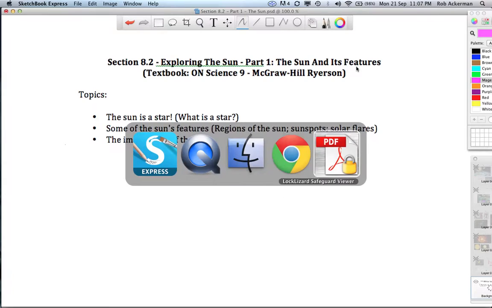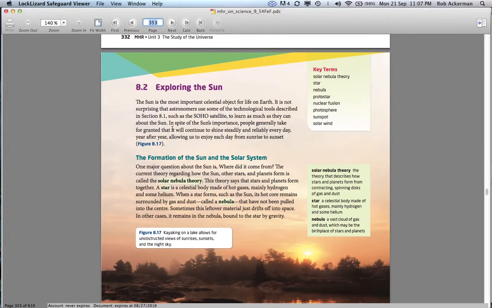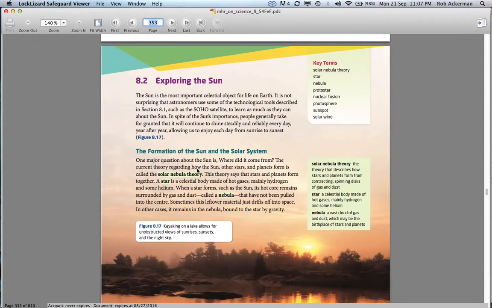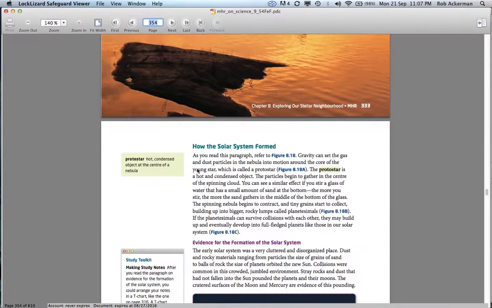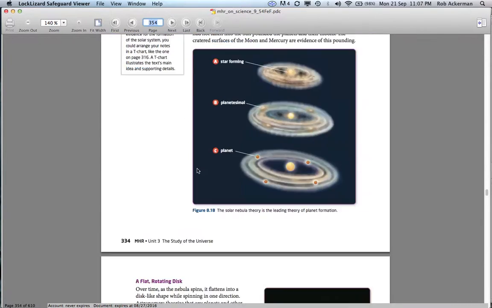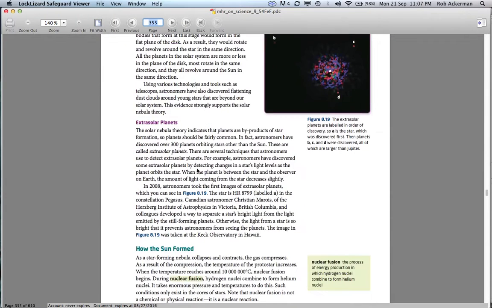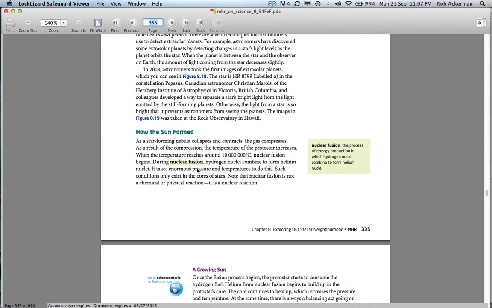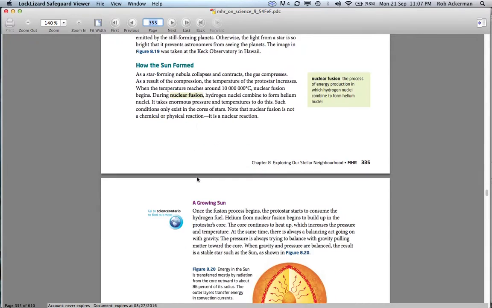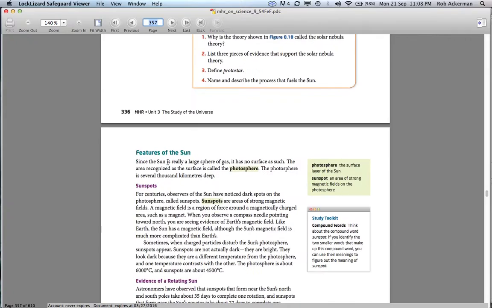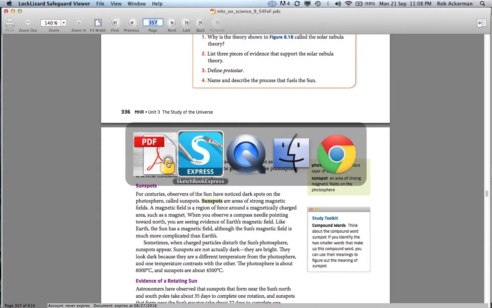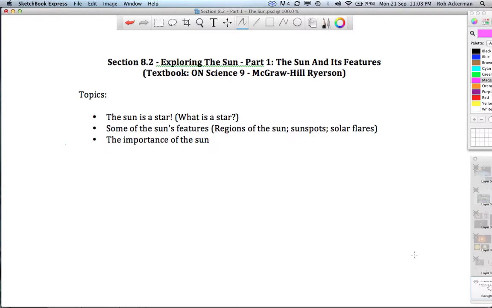So just so you know what everything looks like, Section 8.2 here. The first part, which talks about the formation of the sun and the solar system, we're going to skip for now. Like I said, that'll be in another video. Where we're going to pick up the topic is in and around here, and then getting into the features of the sun here. So, without further ado, let's move into some of the slides.